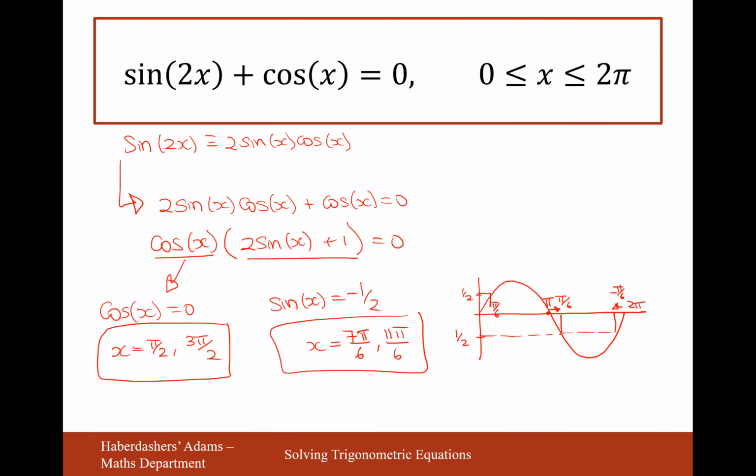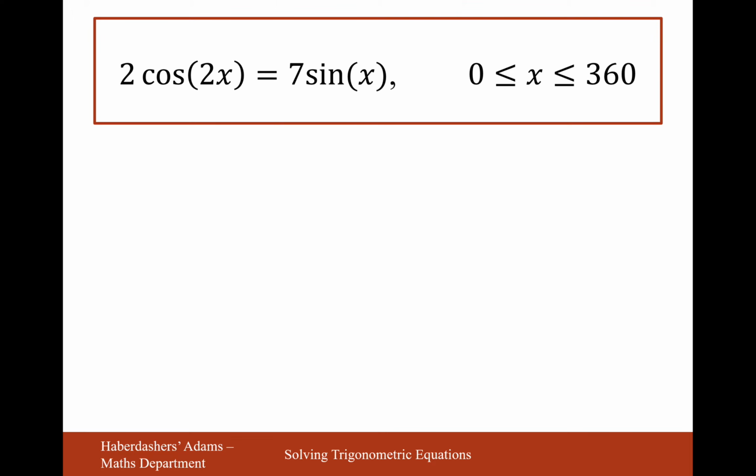Let's move on to the next question. And it's this one here. And we've got a cos 2x, and we want to turn it into something in terms of sine. So one of the cos double angle formulas that I remember is 1 minus 2 sine squared x. So I'm now going to use that in this question.